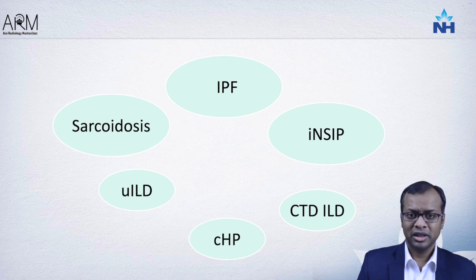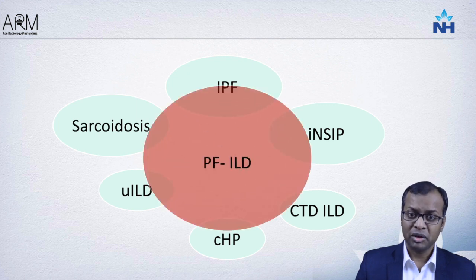But the most common combination of ILDs that you may see are idiopathic pulmonary fibrosis, IPF, you may see hypersensitivity pneumonitis, or you may see sarcoidosis. But more and more, what is being realized is that there is a combining factor with all of these interstitial lung diseases, and these are being clubbed together into fibrosing interstitial lung disease or progressive fibrosing interstitial lung diseases. These are groups of interstitial lung diseases associated with fibrosis in the lungs and progression over a period of time.